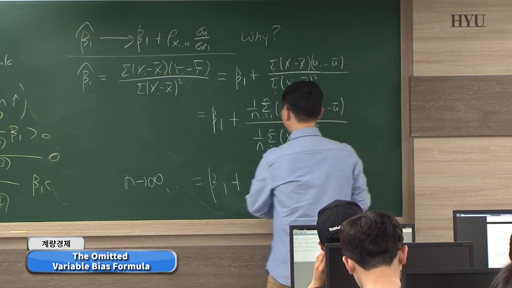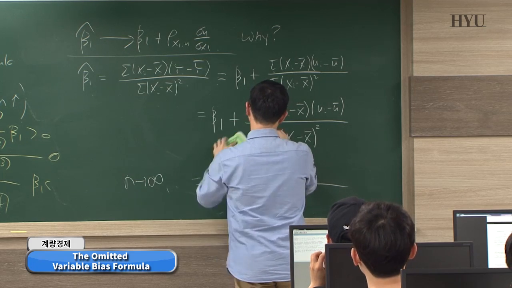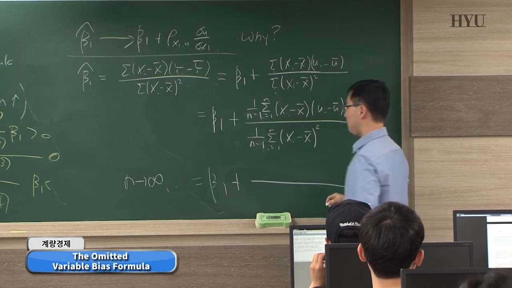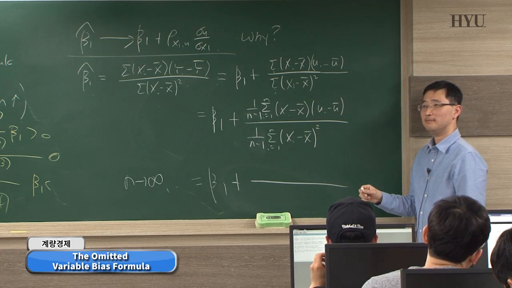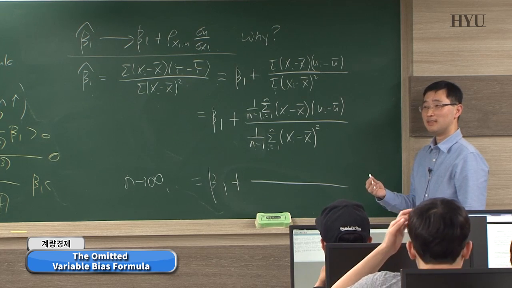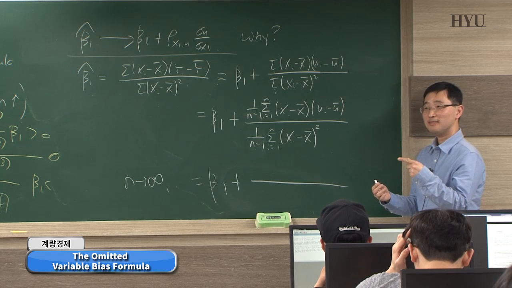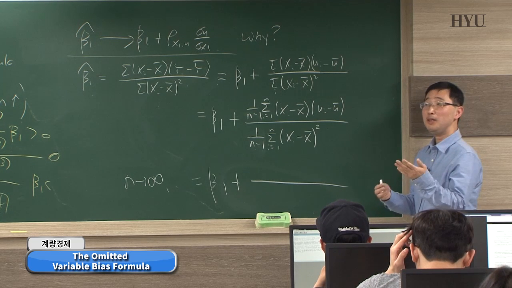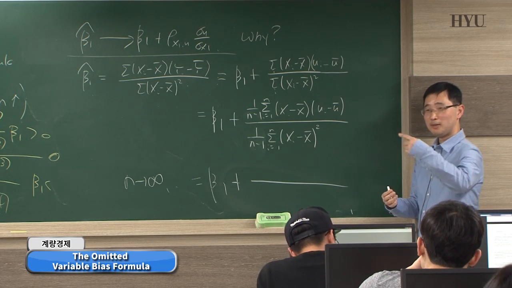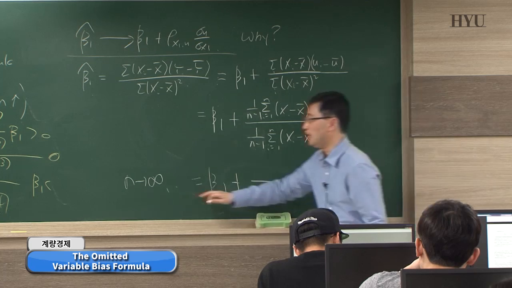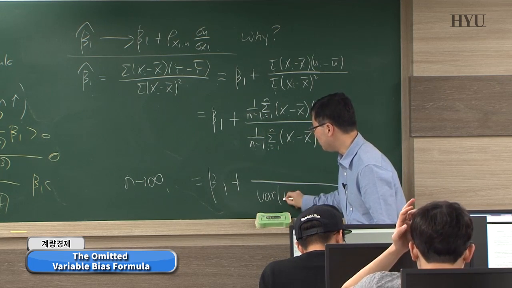To make it cleaner, I have to divide everything by n minus 1. What is this? This is a sample variance of x. Right? As you increase the sample size, it becomes closer and closer to the population variance. That's the meaning of consistency for the sample variance. Your estimate becomes closer and closer to the truth as you increase the sample size. So denominator goes to variance of x.